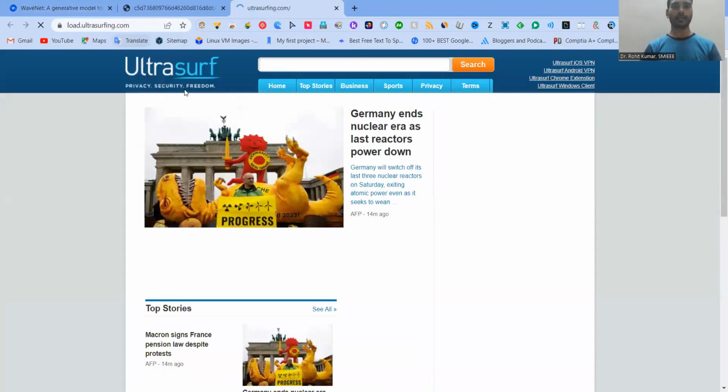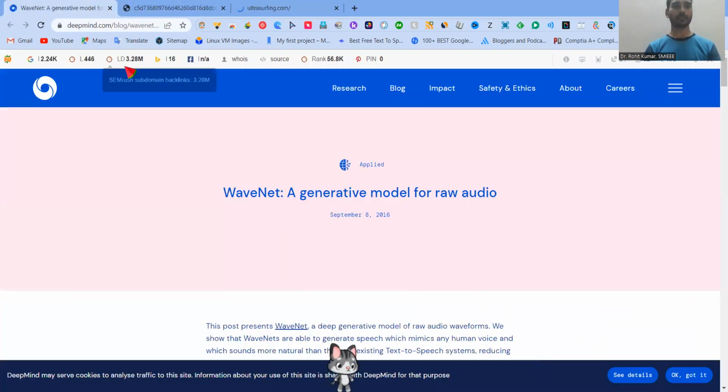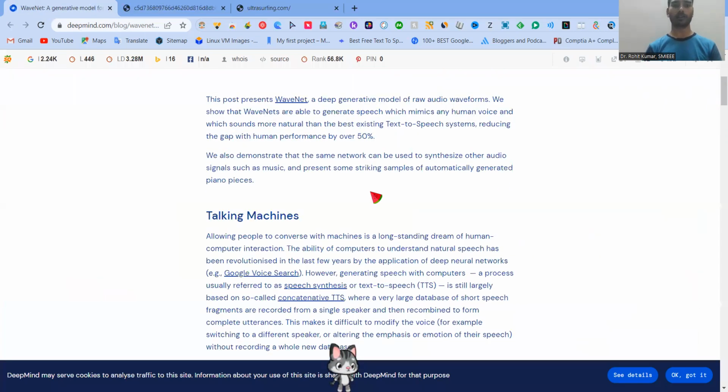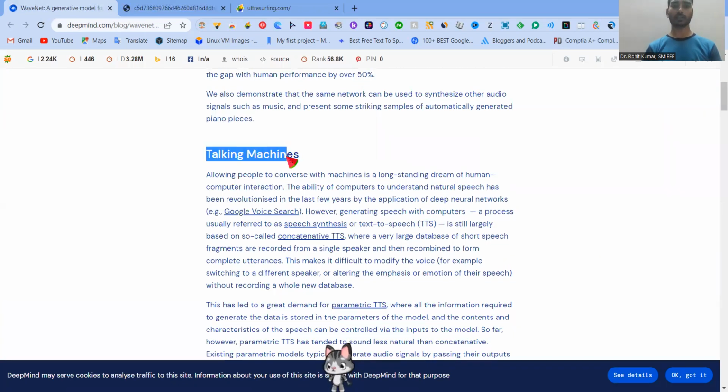Now coming to the specific discussion with respect to speech synthesis. Here in this particular work, WaveNet, it is a generative model for raw audio. So they are trying to produce the raw audio with the help of a generative model, and this is available at deepmind.com. So if you are interested, you can go and have a look at this particular blog. There they have talked about talking machines.